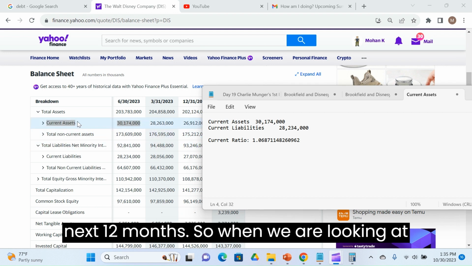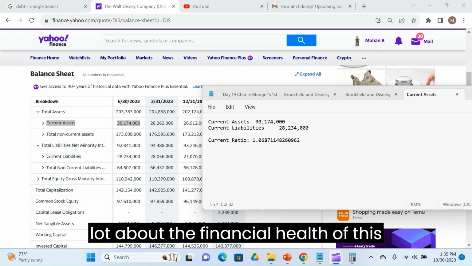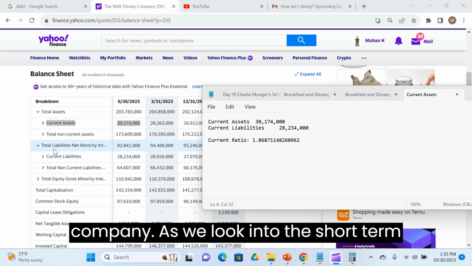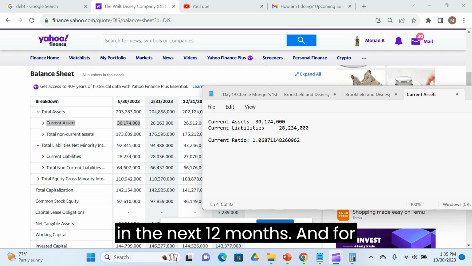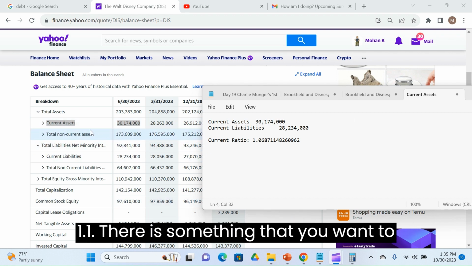So when we are looking at this current ratio, it really tells us a lot about the financial health of this company as we look into the short term, the next 12 months. And for Disney, it's pretty good. It's at 1.1. That is something that we want to look at.